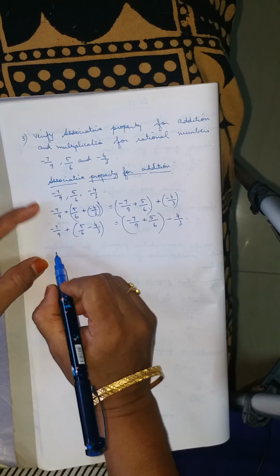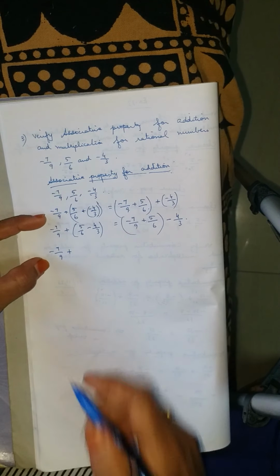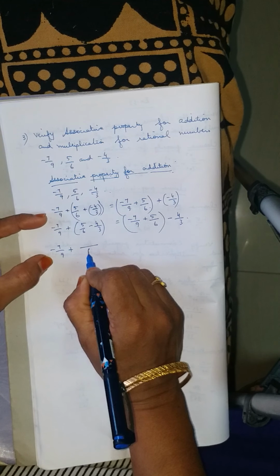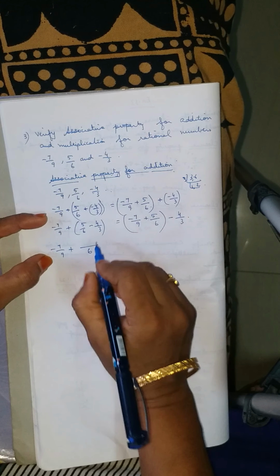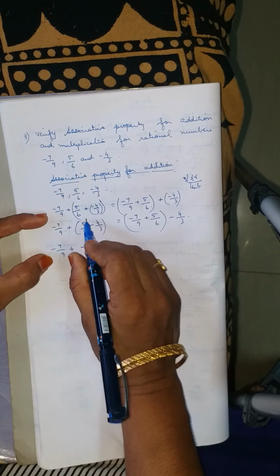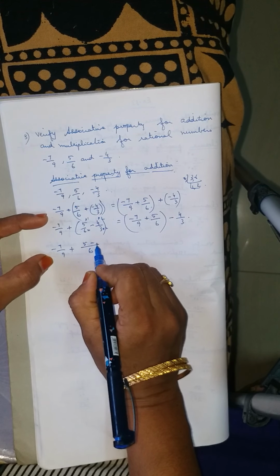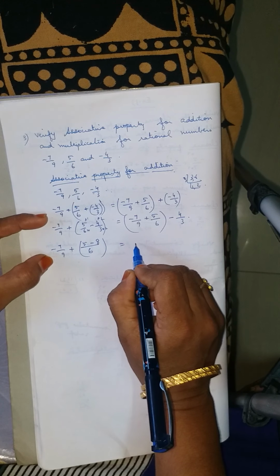Okay. So, now minus 7 by 9 plus 5 by 6. Here LCM is 6. 3 and 6 means 3, 1, 2. So, 3 2s are 6. So, into 1, into 1, into 2, into 2. So, 5 minus 8. 4 2s are 8.